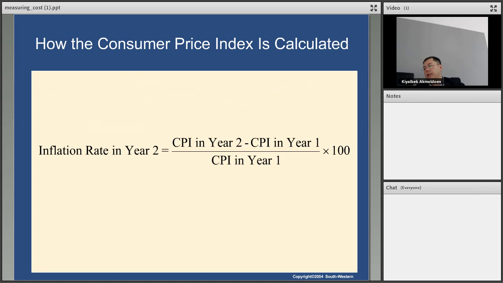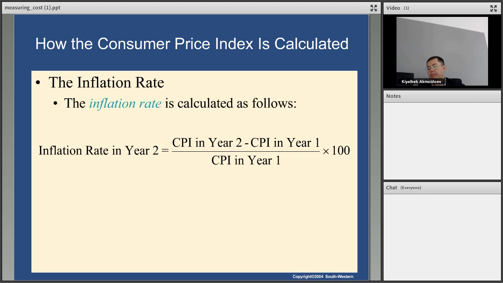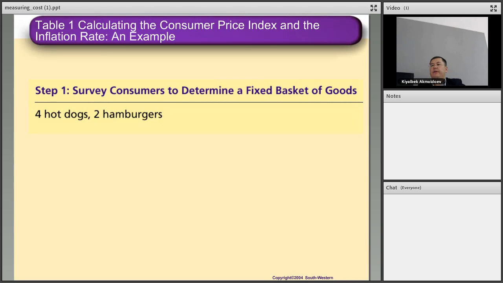So let's see the formula in here. How do we calculate inflation rate? Inflation rate in year 2 equals CPI in year 2 minus CPI in the base year or the previous year, divided by CPI in the first year, multiplied by 100. So we calculate inflation rate like this. Now let's go on. This is our inflation rate. It's calculated as below.